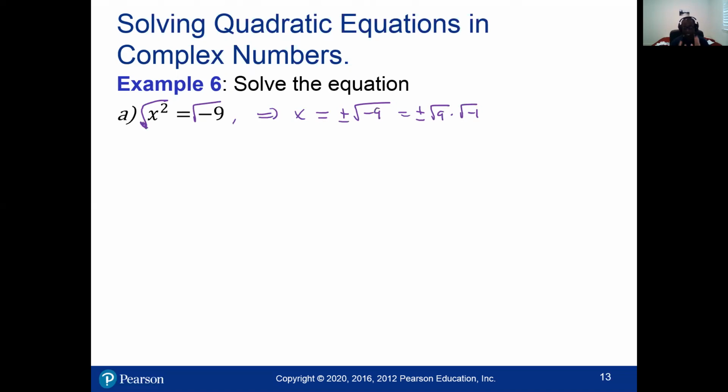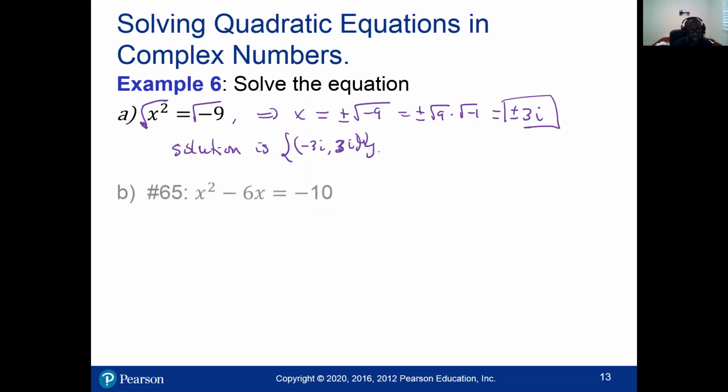Okay, this is the main bulk of what we have done today. And this is solving quadratic equations that you cannot factor, where the answer is not a real number, but it's a complex number. So the square root of 9 is positive 3, so plus or minus 3. And then the square root of negative 1 is i. So that's the answer. So your solution set is going to be negative 3i, comma, positive 3i.